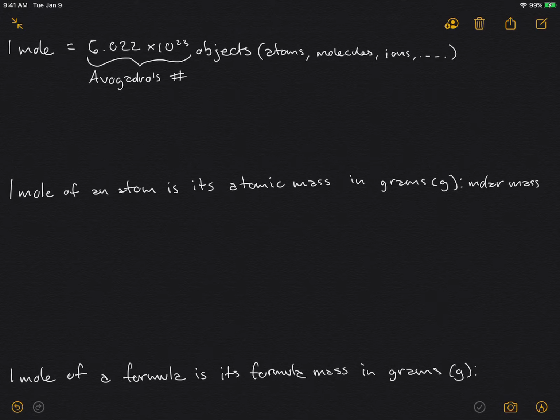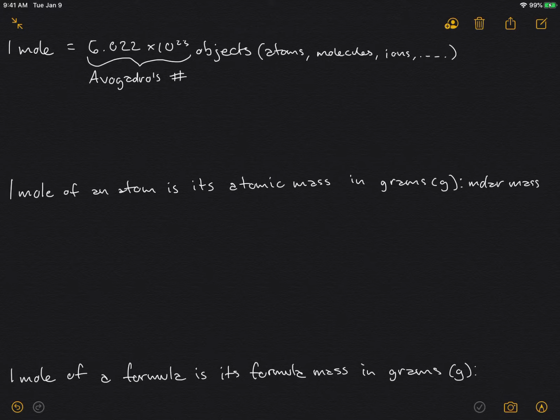One mole of a substance is Avogadro's number of objects or particles. Avogadro's number is just a huge number, 6.022 times 10 to the 23, a very, very large number. This is because these atoms and molecules and particles are so small that we can't measure them unless we measure a very large amount of them. And then we can weigh them in grams in the laboratory.